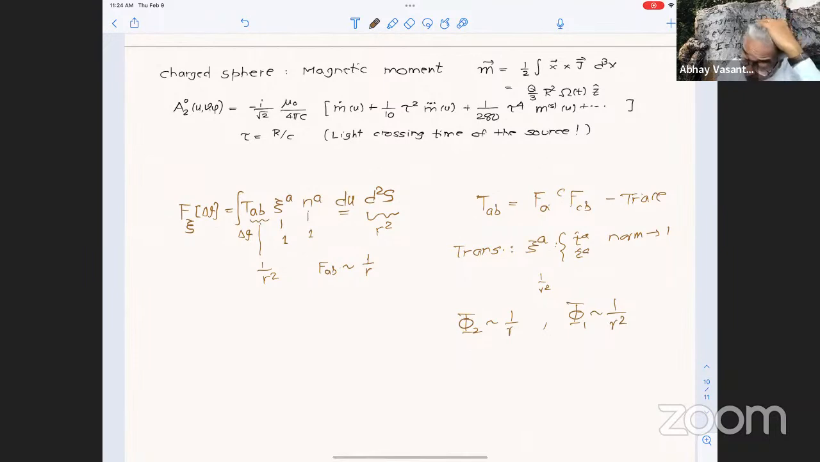So if phi 1 were to contribute here, then phi 1 squared will be r to the 4th, and if I get r to the 4th, I'll just get 0. If I got phi 2 times phi 1, it will still be a 1 upon r cube, but the volume element is going only at r squared, and therefore that will not go to 0. So it is clear from here that the only part of F_AB that contributes is the one which falls like 1 upon r, and 1 upon r is phi 2.